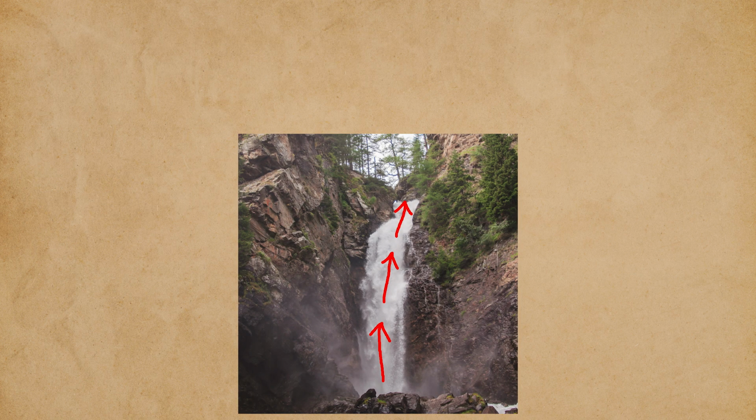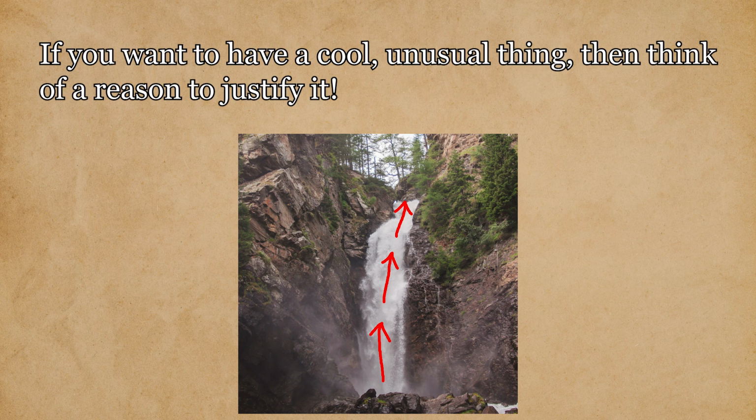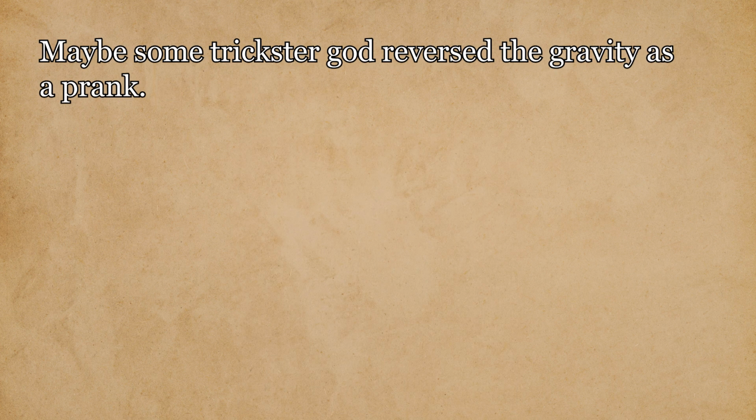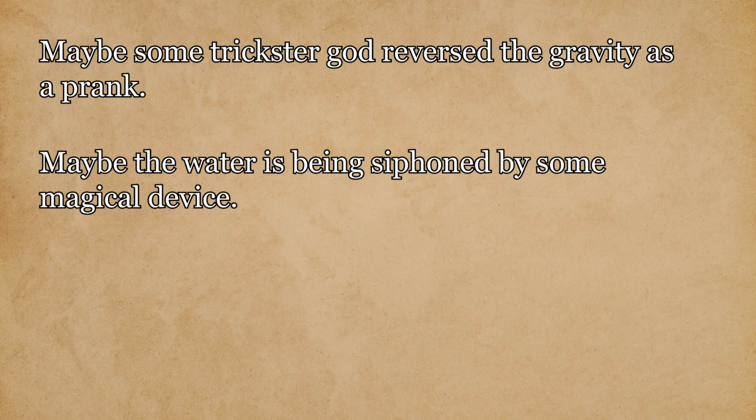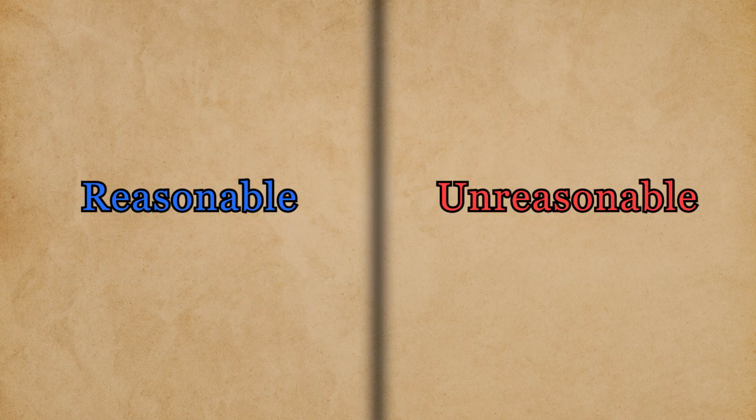For example, if there's a specific river in your world that flows up a mountain, and your reasoning for it is because it does, or because I think it's cool, then that's going to feel kind of lame and forced. But if you give it a reason, any reason, now it can make sense to some degree. Maybe some god reversed the gravity in that area as a prank. Maybe the water is being siphoned by some kind of magic device at the top of the mountain. Or maybe there are ley lines deep under the earth that change the river's flow. The line between reasonable and unreasonable is kind of blurry with stuff like this.